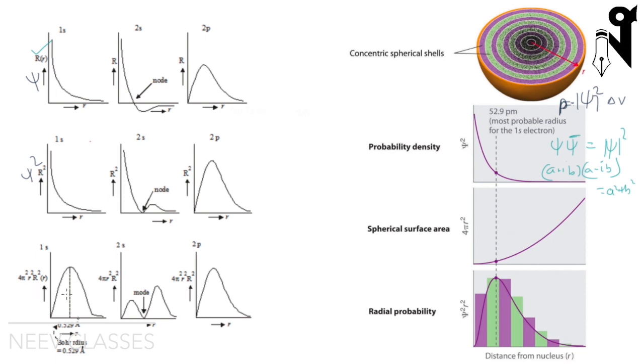The graph itself will give you the volume. This is not the volume, I'll just explain what it is. So the third graph is what I'm trying to explain over here. Now what is probability density?